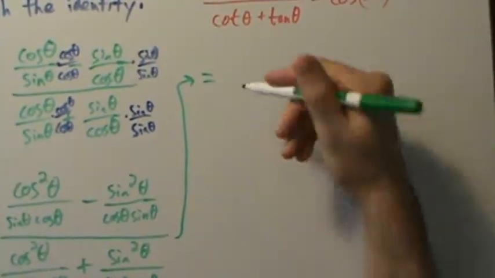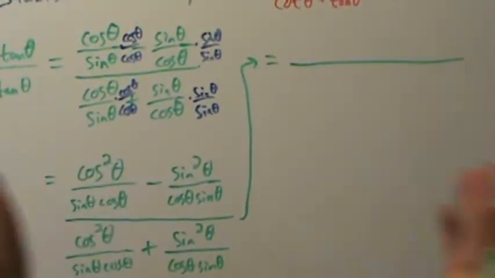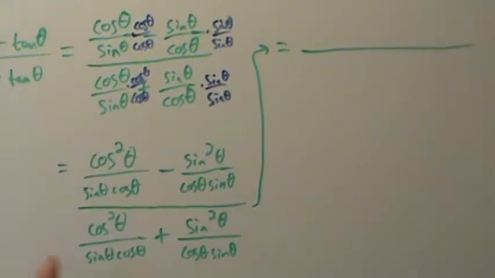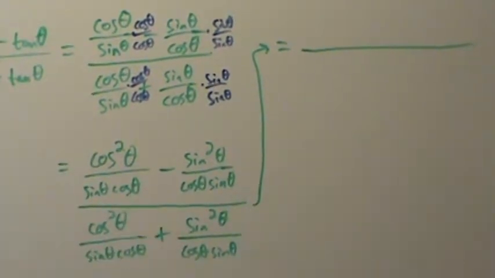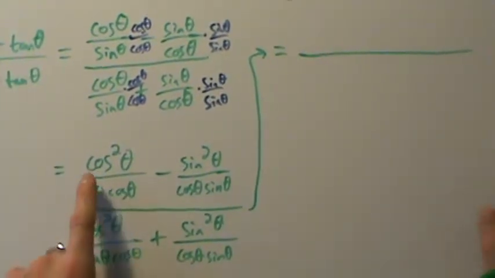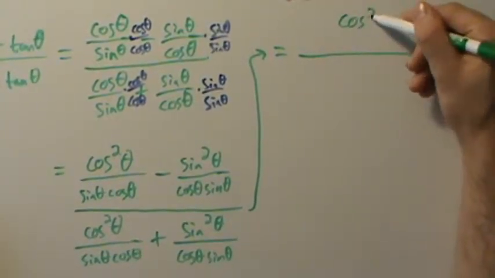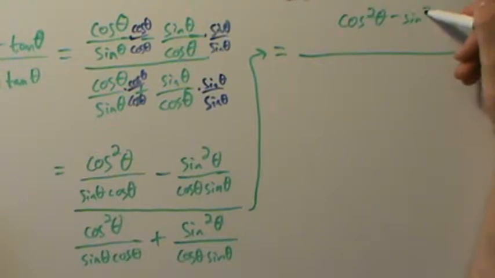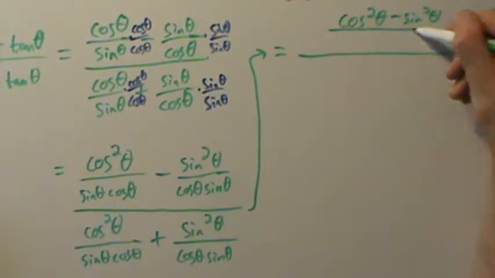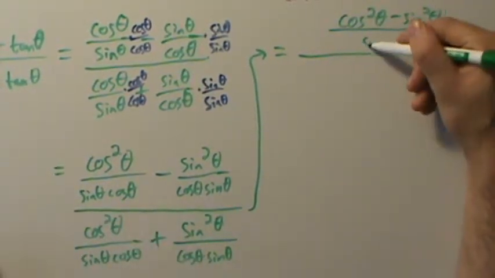So then this equals, now let's squish everything together in the common denominators. So sine of theta cosine theta, that is the same thing as cosine theta sine theta, so we'll just write it all together as one as sine theta cosine theta. So this is cosine squared of theta minus sine squared of theta all divided by sine theta cosine theta.